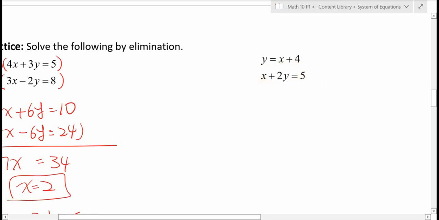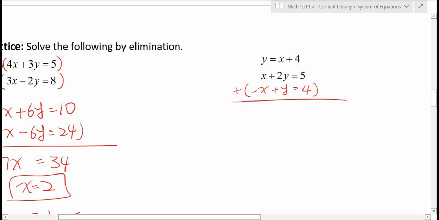So what I'm going to do is move x to the left. So that becomes negative x. Positive y is still there, and that equals 4. Okay, so then I just move the x to the left, I get negative x plus y equals 4. Now, that's positive x, that's negative x, so now we should add them, right?